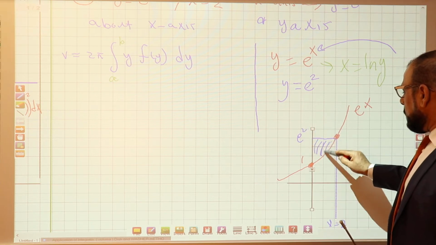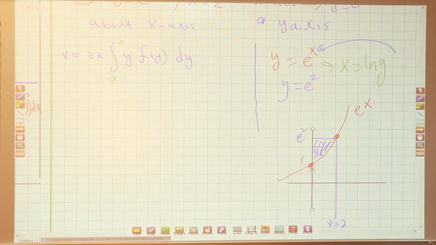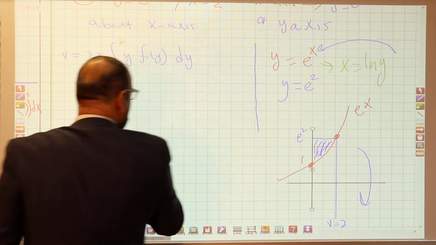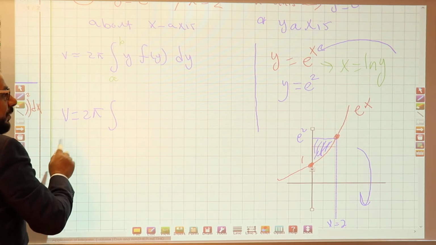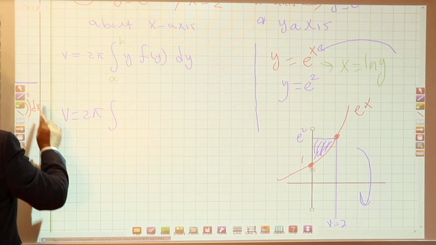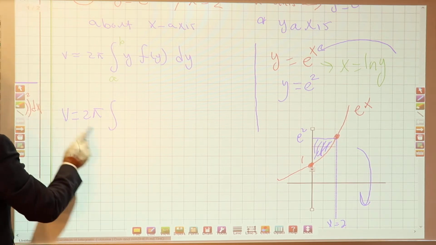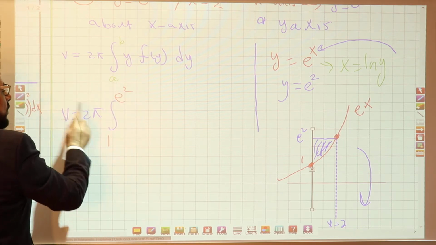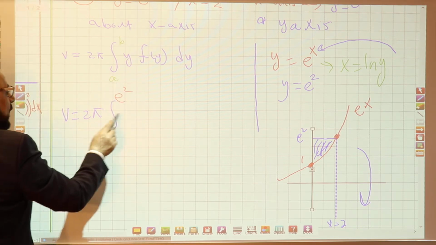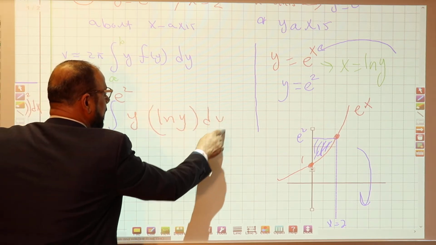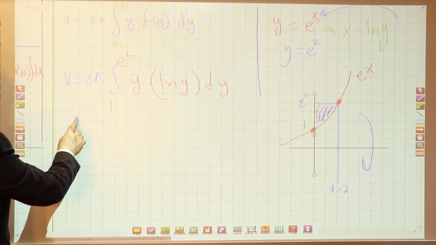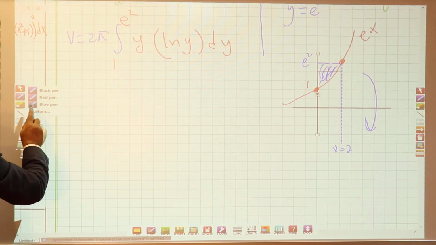This is the area I want to revolve about the x-axis. This is my function: volume equals 2 pi, integral from 1 to e squared of y ln y dy. Here is what happened yesterday, a small mistake.